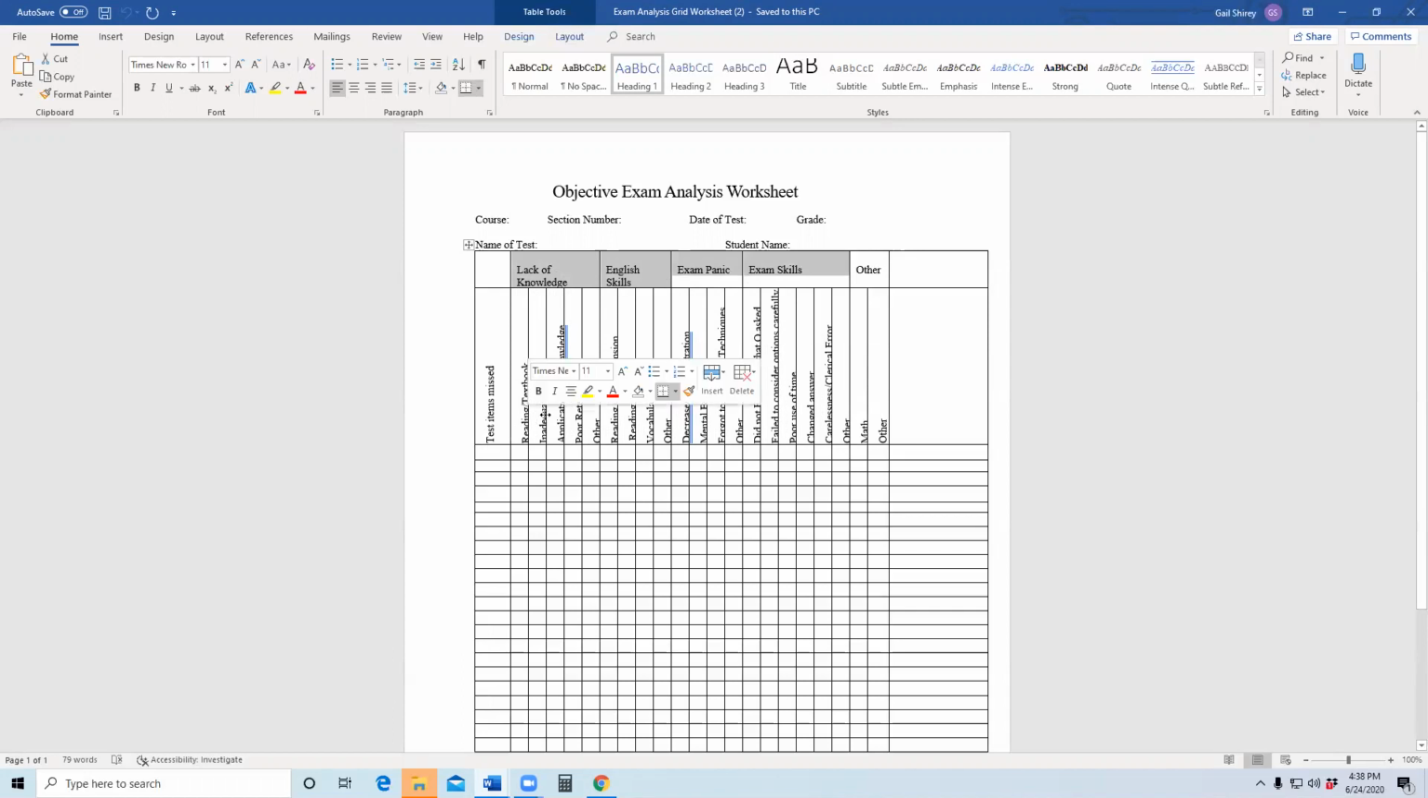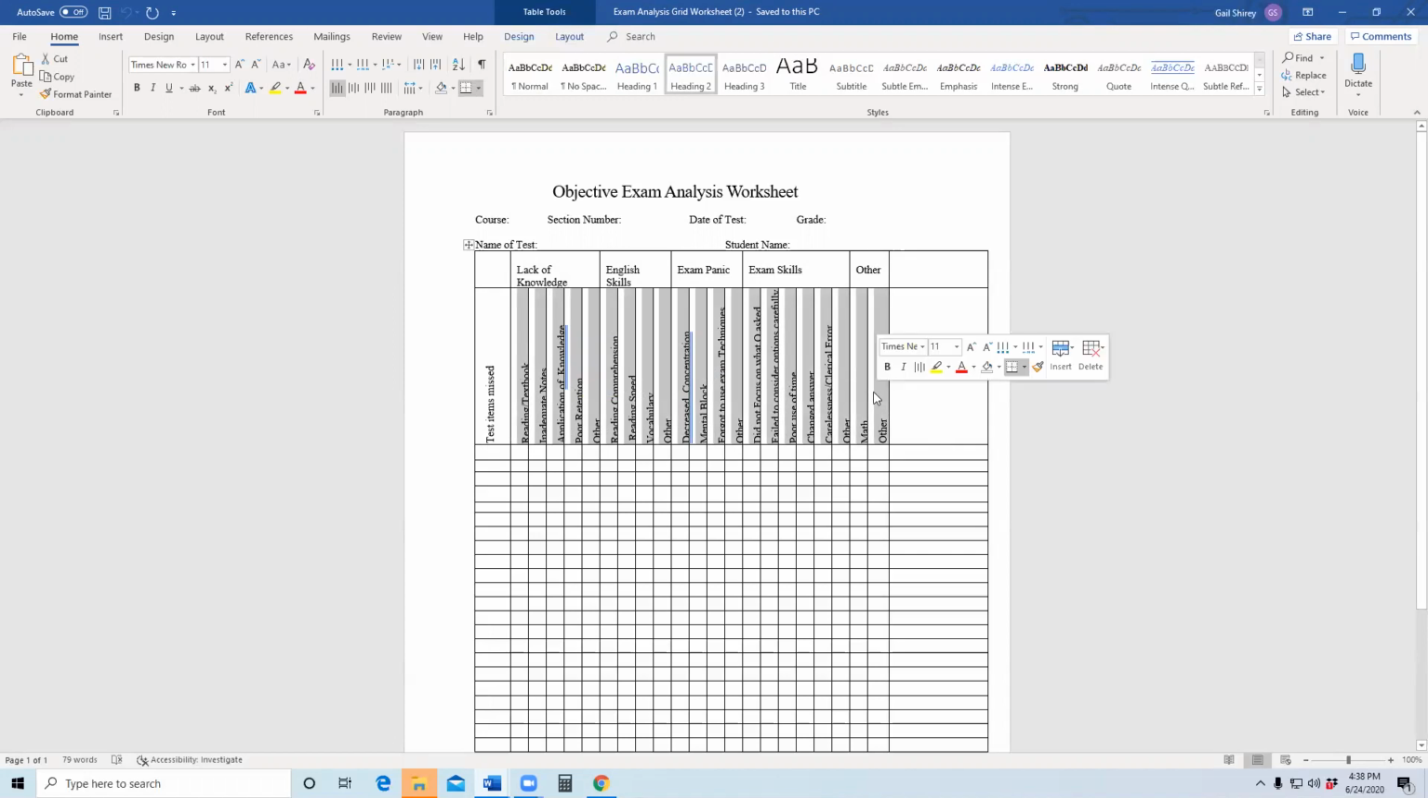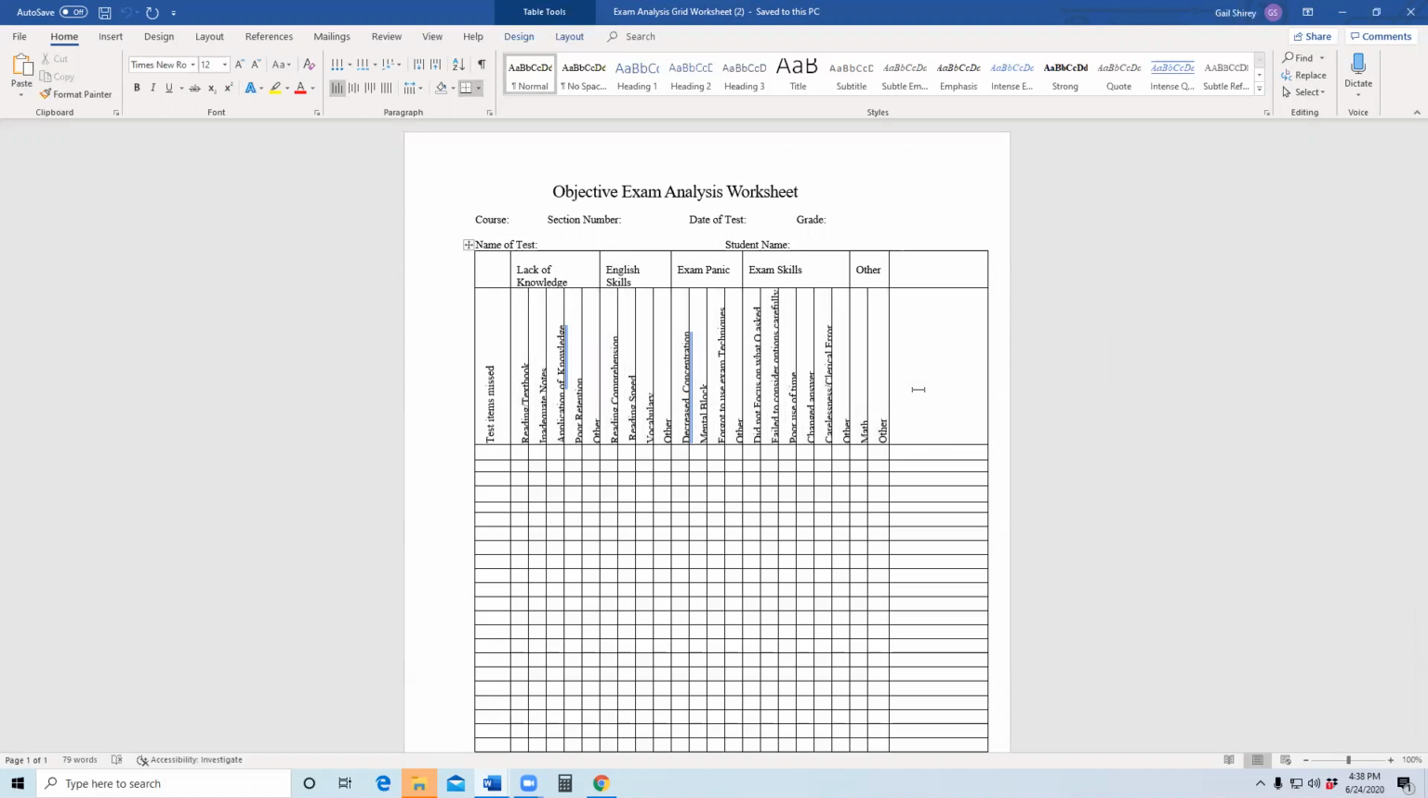Now, what you want to do is out of all of these, out of every single one of these items here, you only get to pick 2. There's probably a lot of reasons why you got something wrong, but you're looking for the 2 dominant ones, the 2 major ones. You don't have to have 2. If there's one big reason, then just pick 1.